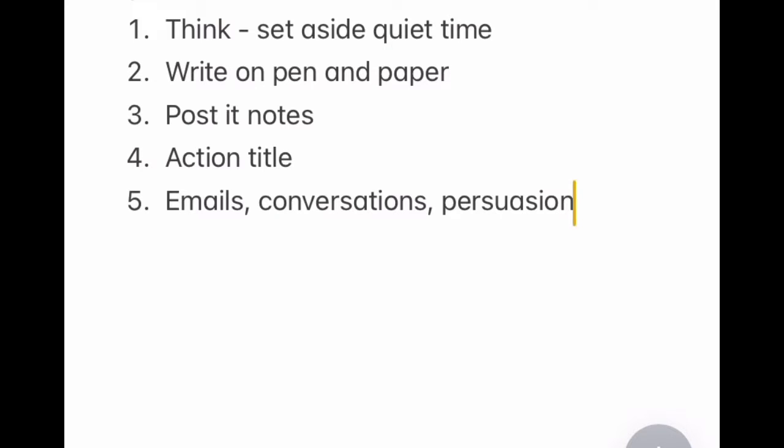Okay, so those are some of the tips on how you can come up with the action title, use post-it notes, write on pen and paper, and definitely set aside some time thinking about it to come up with a story.